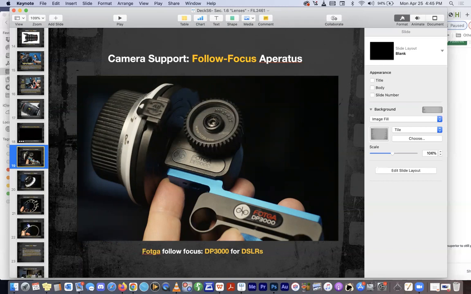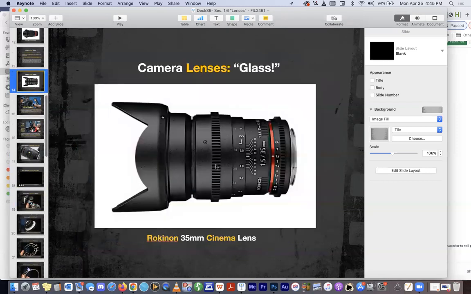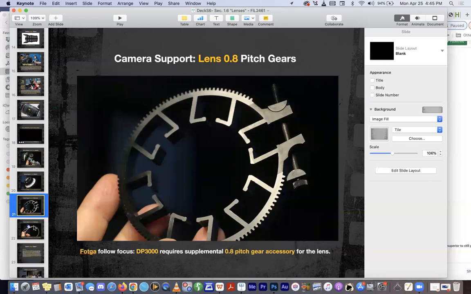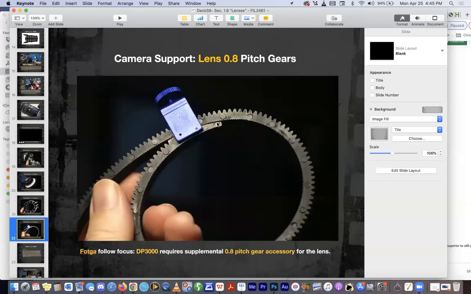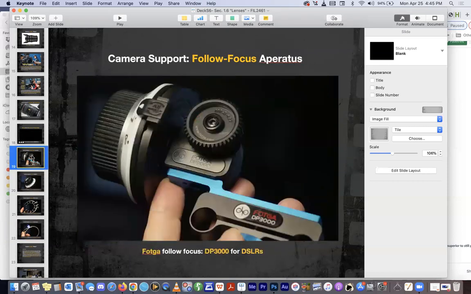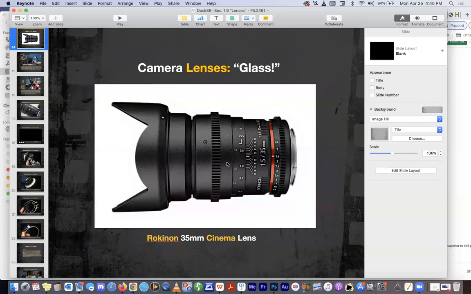will integrate into either the built-in pitch gear of your cinema lens, or it will integrate into the plastic or rubber pitch gear that you'd add to your photographic lens, so that you could use this follow focus apparatus effectively as a first AC, okay? Then your little $40 Nikkor lens you bought from KEH online becomes a really great investment, because to buy the Rokinon 50 millimeter lens might cost you $600.